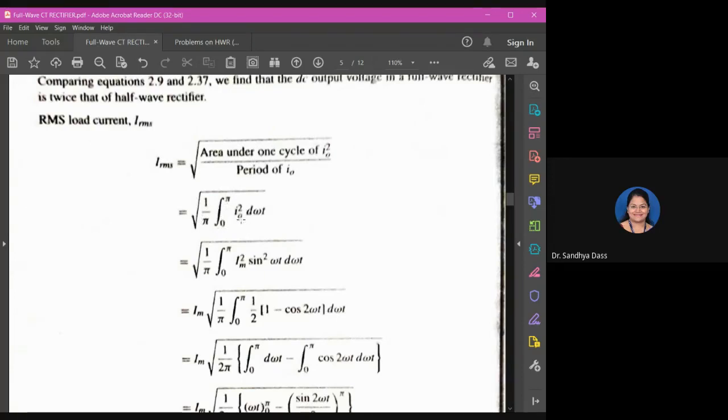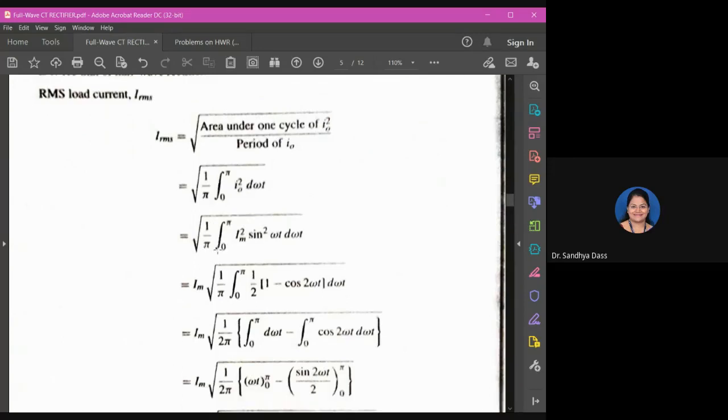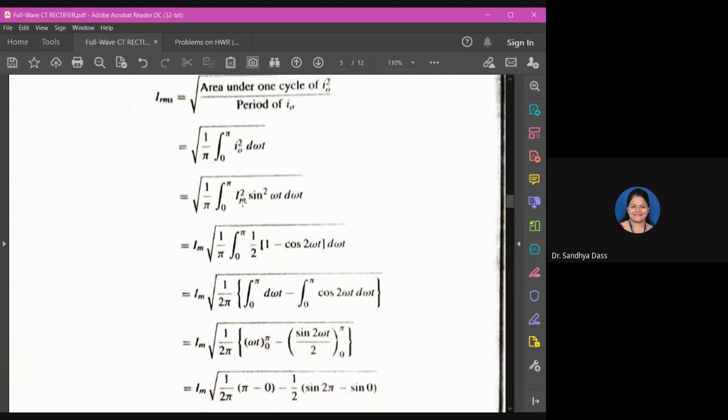0 to pi I square by pi. I square, taking the square of the parameter, that is current. All right. So again, in a similar way, take the pi constant outside, 1 by pi, integration of 0 to pi, I square. Substitute there, it is Im square sine square omega t under the square root. All right. So Im square, since it is a constant, we will take it outside. So under the square root it becomes Im there.